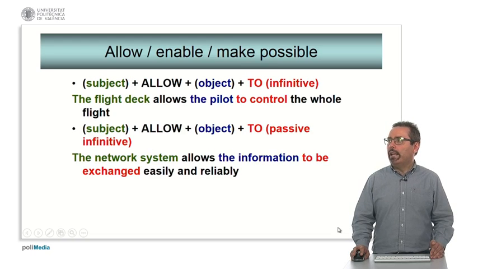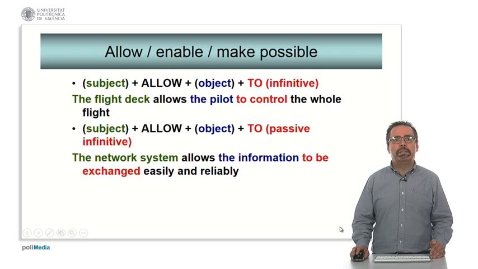Here, for example, we have how to use the verb allow in a technical English sentence in the active or in the passive. It is followed by the object in blue and infinitive with to in red. The flight deck allows who? The pilot to do what? To control the whole flight. Or we can use it also in the passive.